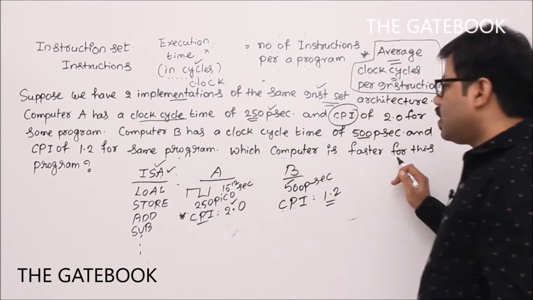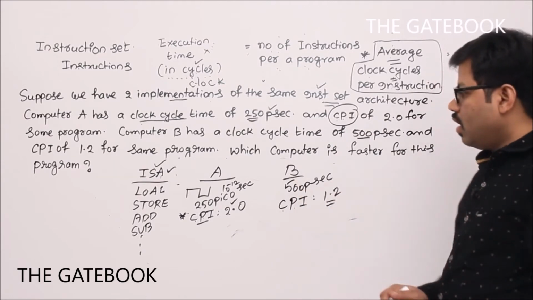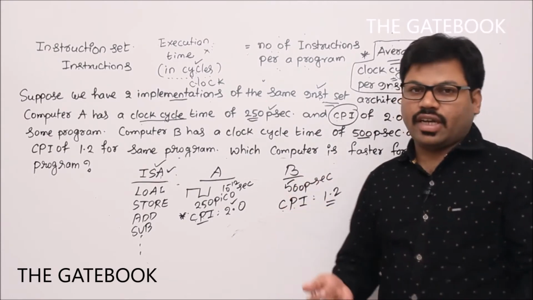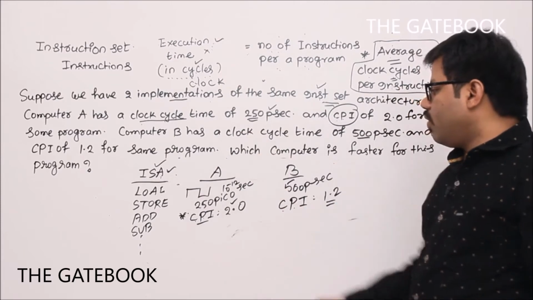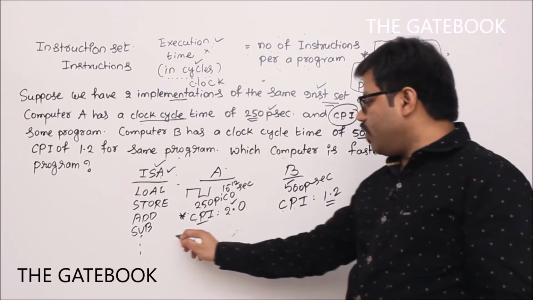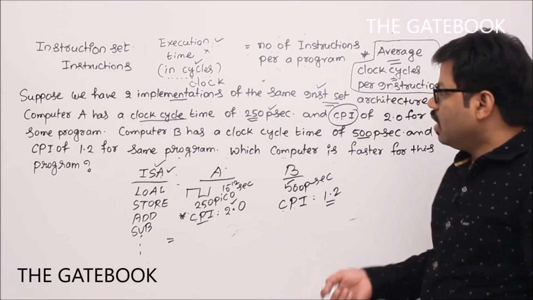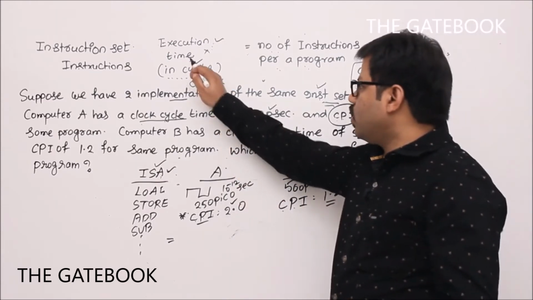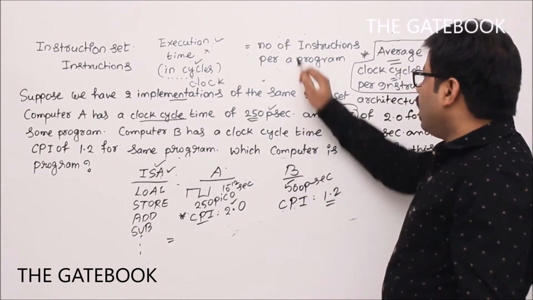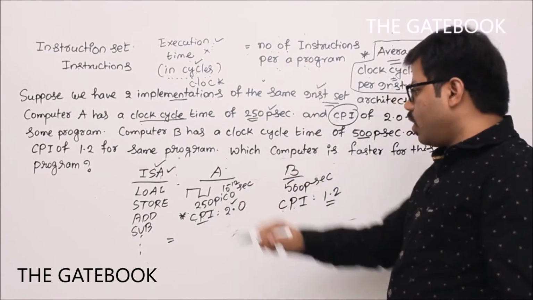Which computer is faster for this program is the question, right? Now you tell me what is the execution time. Execution time formula will apply for A first. Then after that we can find out the performance. If you know performance, we can know the fastness, right? That's why let me first calculate execution time. Execution time of A.